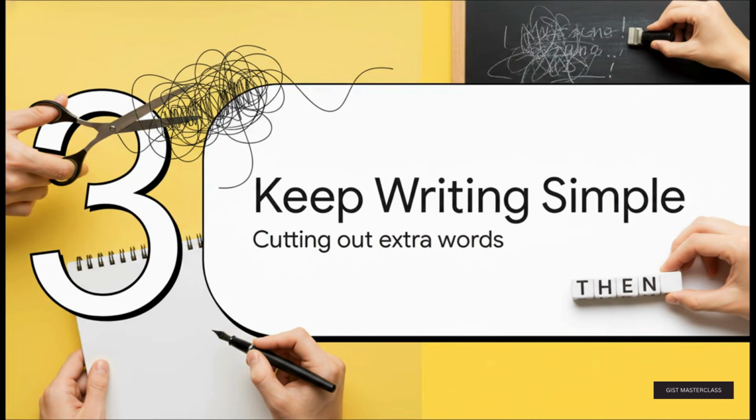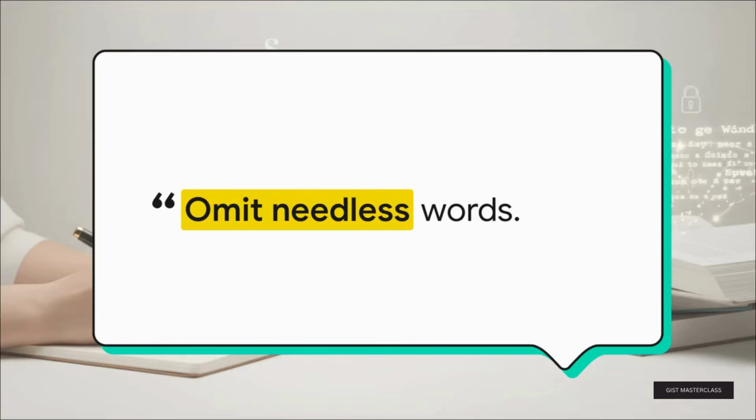And that brings us to Lesson 3, Keep Writing Simple, cutting out extra words. And this brilliantly illustrates what we're talking about. Omit needless words. This golden rule comes from William Strunk Jr., a super famous teacher of English style. To omit simply means to remove. Extra words act like a heavy weight that just drags your sentences down. So let's look at how to easily drop those weights.